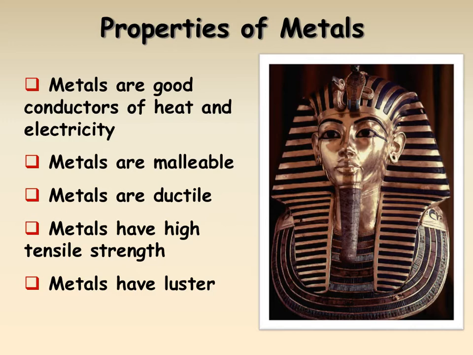Right? Most metals have high tensile strength, which means you can apply a lot of force to them without breaking, which is why oftentimes metals are used for building structure and things like that, because they can handle a lot of force and weight. Metals also have luster, which means they're shiny. Okay, they reflect light, so kind of like King Tut's gold sarcophagus. It reflects light very well, so it has luster.